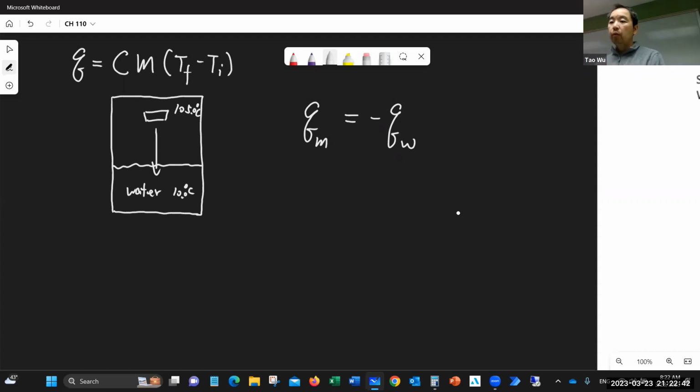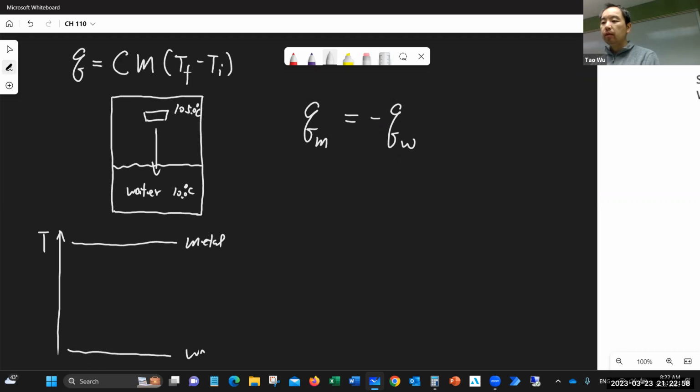So what happens in this situation? If we draw a graph, you will see temperature, with the metal at the top and the water at the bottom. The metal has a higher temperature, 105.0 Celsius. Water has just 10.0 Celsius. So the water will increase in temperature, but the metal will decrease in temperature.